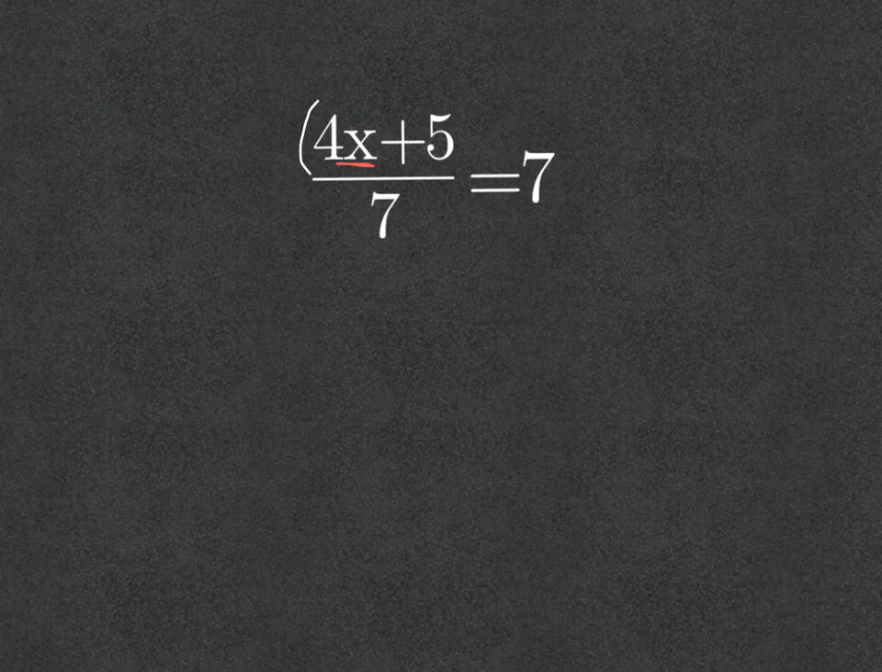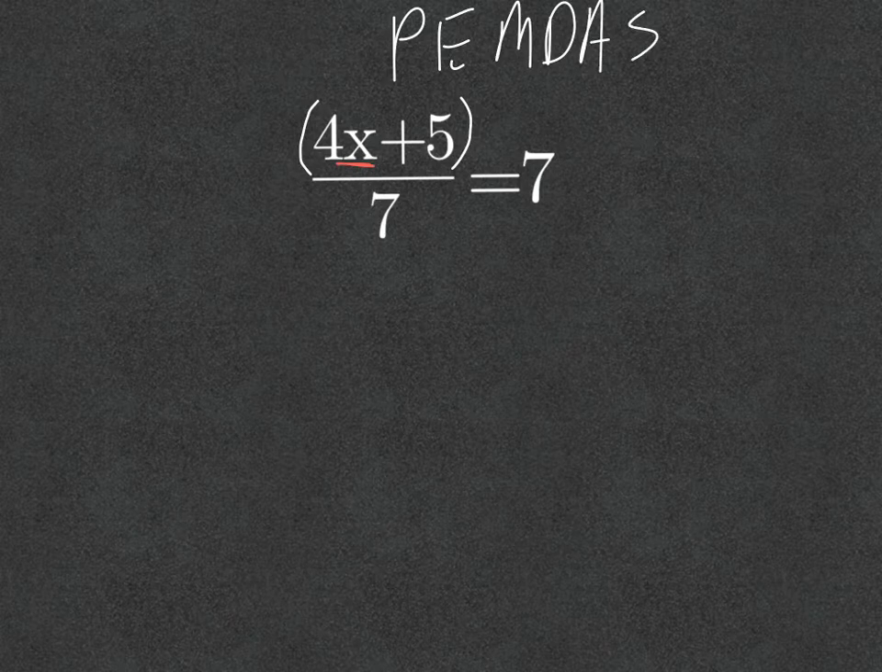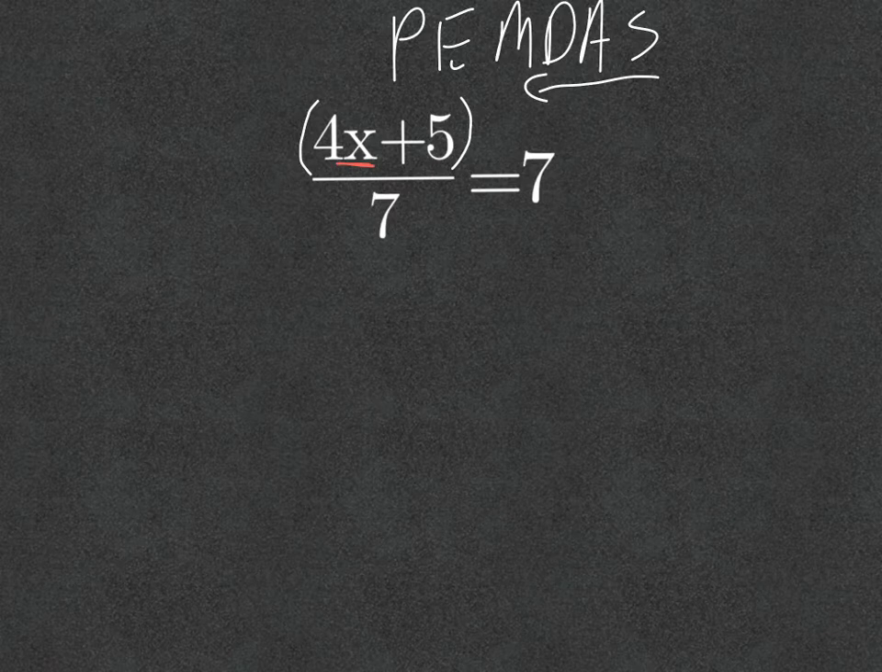Remember, it's like the top of this fraction is in parentheses, so we're undoing the order of operations: multiplication, division, addition, subtraction, right? We're going backwards looking through this. So do we have any addition or subtraction that is outside of the parentheses that we can do first? No, there's not, so we're good there. Then do we have any multiplication or division that's outside of the parentheses that we can take care of? Yes, we have a divided by 7.